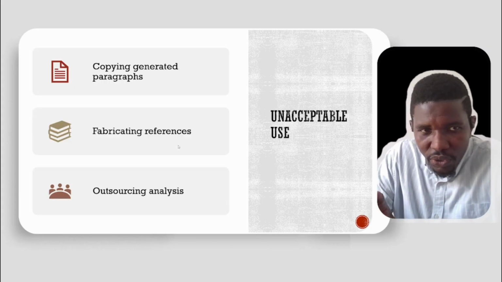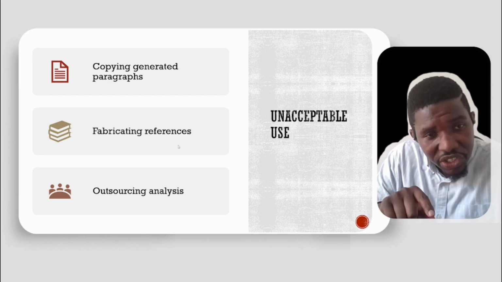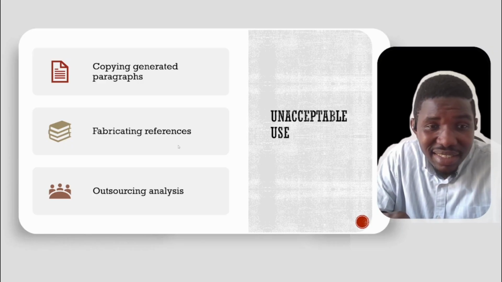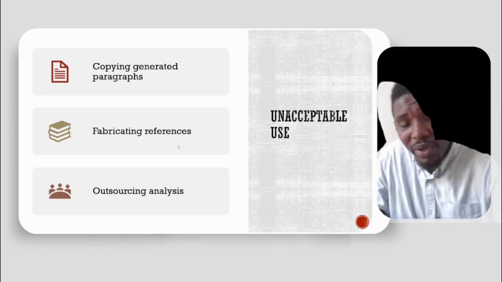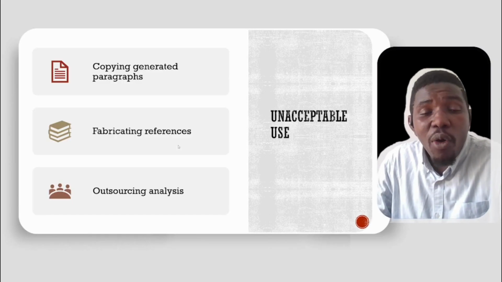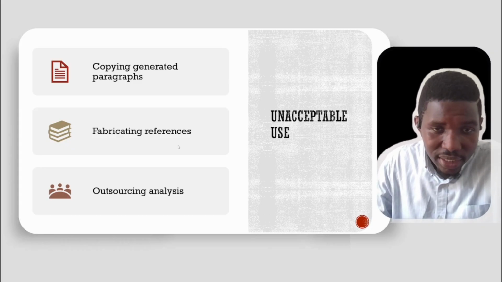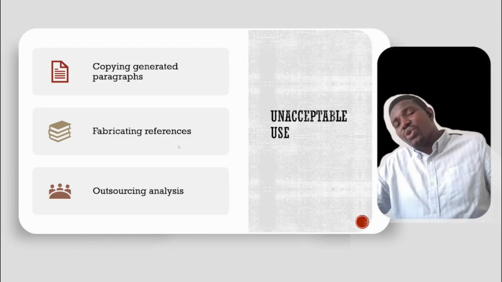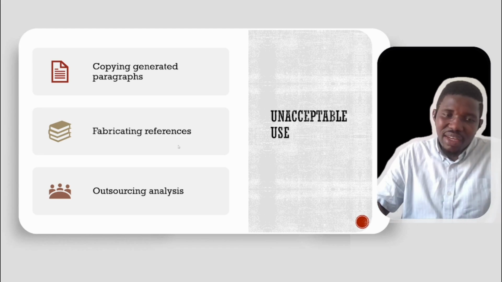Okay. Let's move on. Unacceptable use. One, copying generated paragraphs. No. I had a proposal handed in on a check, 8% AI-generated. That's not going anywhere. Two, fabricating references. AI is good at this. With references, you have the responsibility of checking and ensuring that what you are citing is what you are listing, and it exists and it's not just fiction. Three, you can outsource analysis.